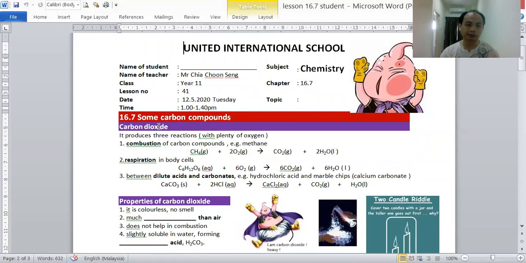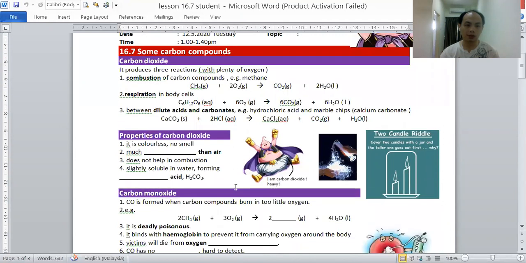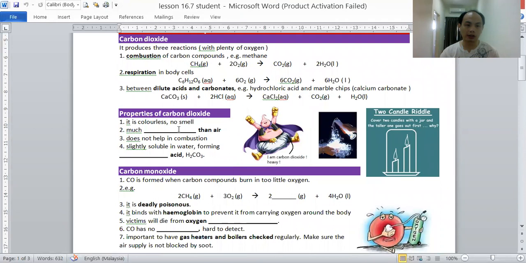So carbon dioxide. Carbon dioxide is produced by combustion and respiration, and it is also produced when acid reacts with the metal carbonate to produce carbon dioxide. The properties of carbon dioxide.